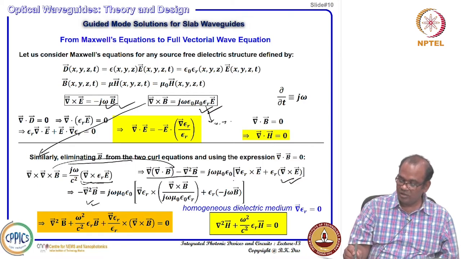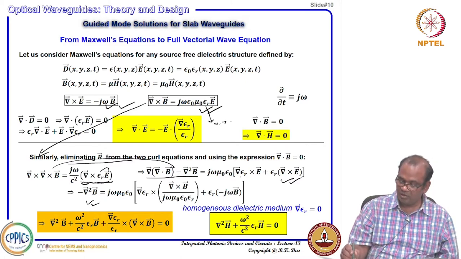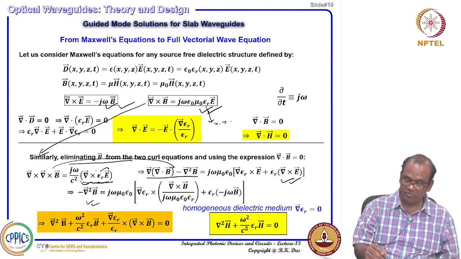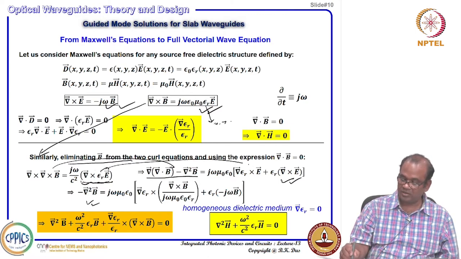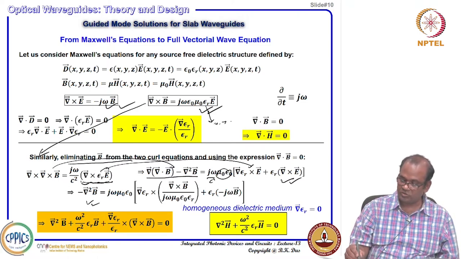If you do not take it outside, since this is also a function of x, y, z, you can write it down from the vector identity like this. j omega by c square we are writing. Here we could also write mu 0 epsilon 0 instead of c square; this c square should be here, right? j omega by c square, mu 0 epsilon 0, plus.